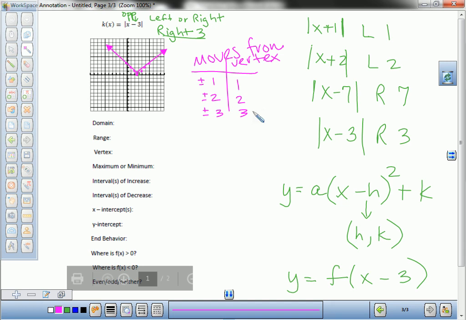Any number I throw out in front. Any number greater than 1 is a vertical stretch, less than 1 is a vertical compression. So we can have vertical stretches and compressions, and we can have horizontal stretches and compressions. In algebra 2, we don't normally do horizontal stretches and compressions with absolute value, because it has the same effect as a vertical. Okay.